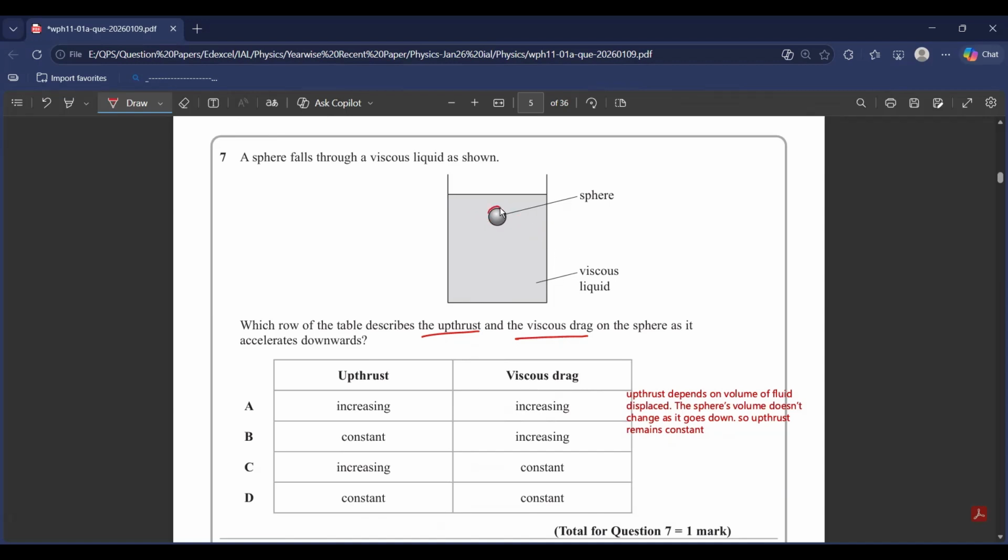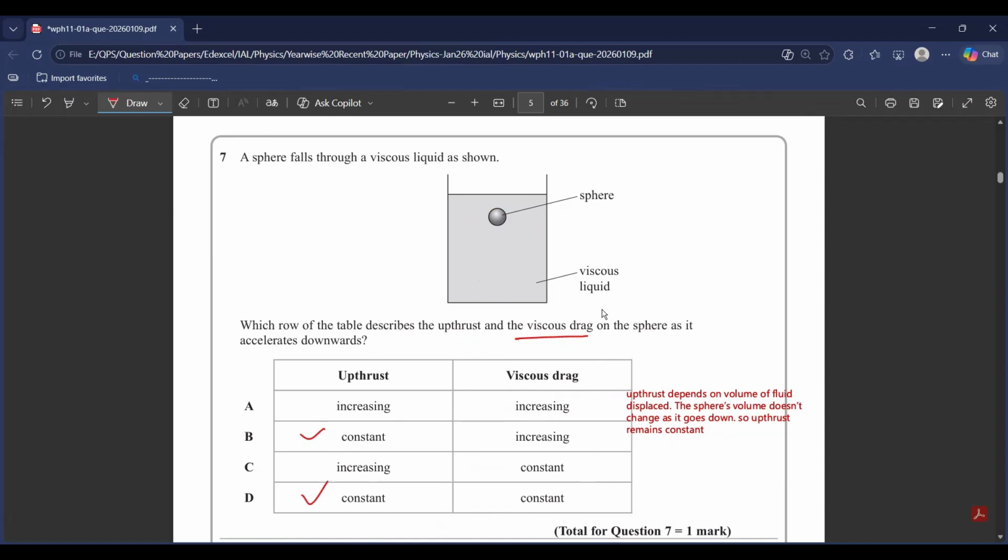And its volume is not increasing or decreasing because obviously it's the same sphere. So as the volume of the sphere is not changing, the volume of displaced fluid is not changing. So upthrust is also not changing. Upthrust will remain constant, which is what I have already written here. You can pause and read it out. Which means that upthrust will remain constant. So our answer has to be something between B and D.